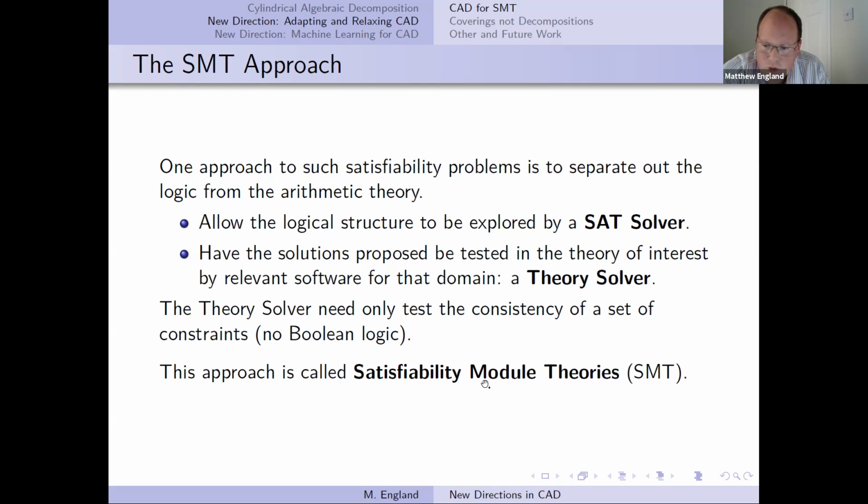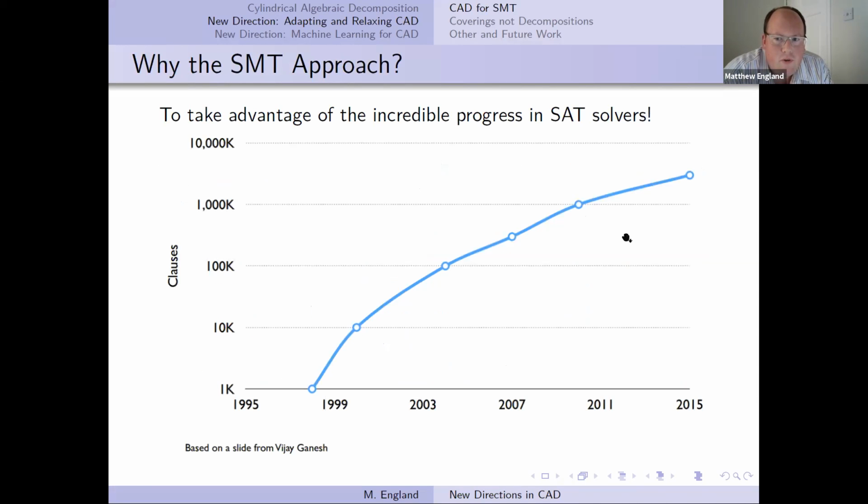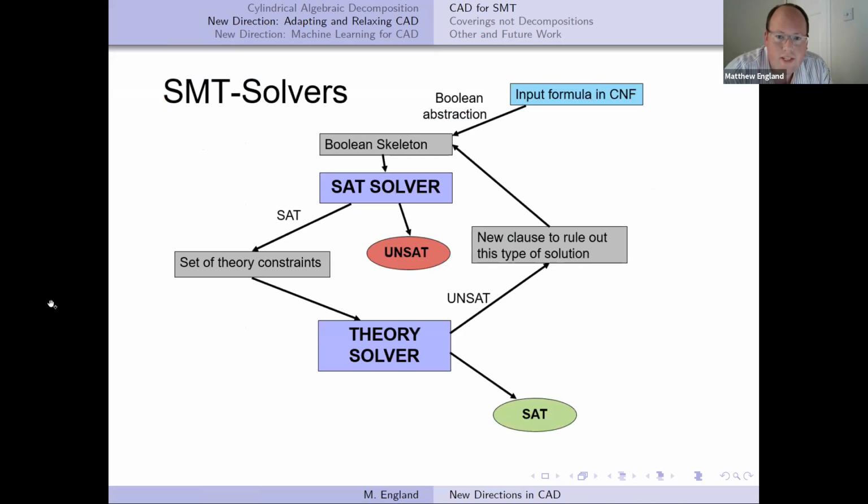Yet another typo there. It shouldn't be module. It should be modulo. So why is this a good approach? Well, it allows you to take advantage of SAT solvers, which are a really incredible piece of technology. So this slide, borrowed from my friend Vijay Ganesh, shows how many clauses in a logical formula a leading SAT solver is able to tackle. And you see that from the turn of the century, it went from 1,000 clauses, and in 2015 it was well over 1,000, and this is now 6 years out of date. It's well over 10,000 now. So these have been astonishingly successful, and we want to take advantage of their success for studying our logic.